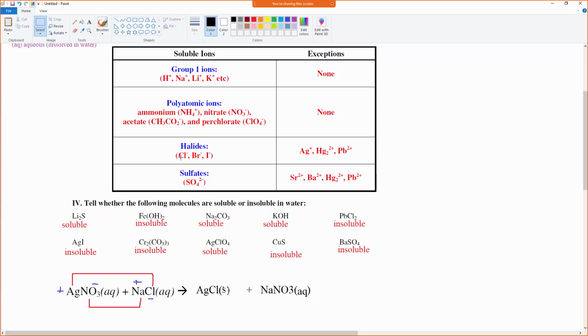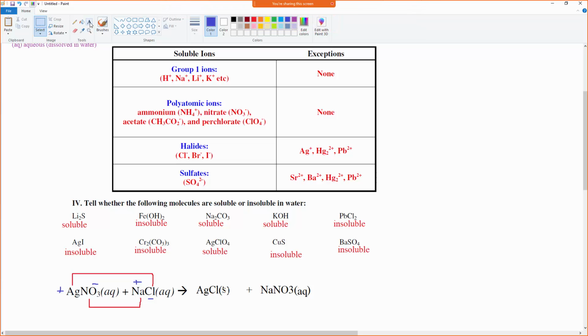Right, because the chloride, when paired with silver, is an exception to things that are typically soluble. Excellent. How did you know that the sodium nitrate was going to be soluble? Right, sodium is always soluble, so you're good on that. Okay, all right. Well, that's good. That was a really great start.